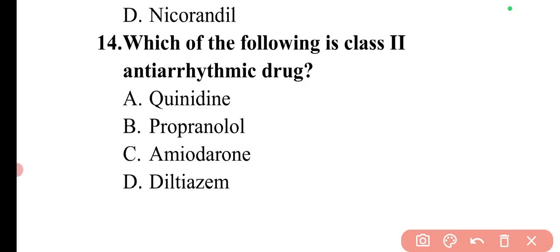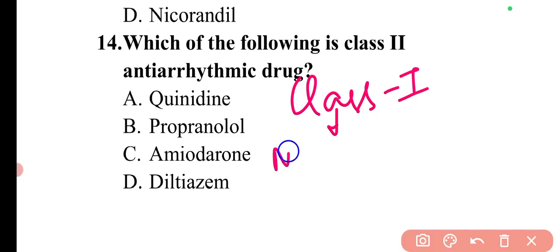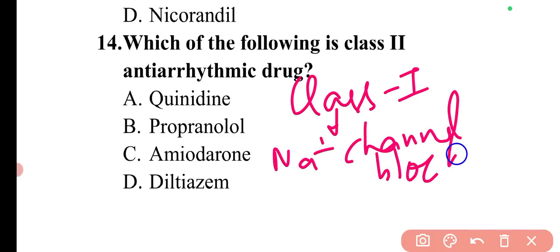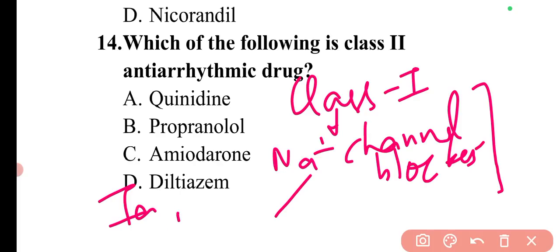So there are basically four classes, with subcategories also. First one is class 1 antiarrhythmic drugs, which are sodium channel blockers. So this includes quinidine, procainamide, lidocaine, flecainide, propafenone. So these come under the class 1 antiarrhythmic category, and there are further subcategories 1A, 1B, and 1C. So these you can see in the classification part.